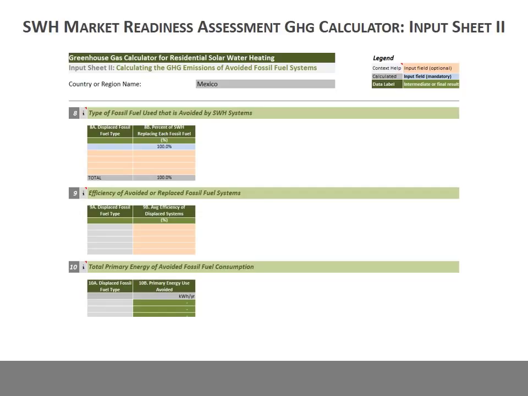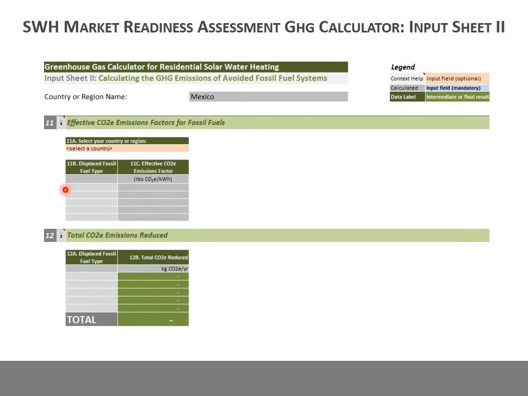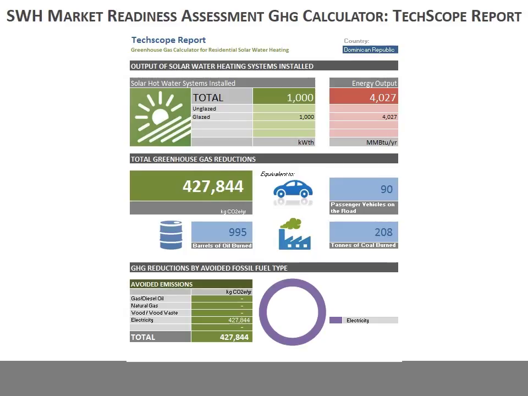The inputs include type of fossil fuel used that is avoided by solar water heating systems, efficiency of avoided or replaced fossil fuel systems, total primary energy of avoided fossil fuel systems, and effective CO2 equivalent emissions factors for fossil fuels. The results of this analysis can be viewed in a simple summary sheet that provides the greenhouse gas emissions reductions as a result of the solar water heating installations in table and graphic form as displayed in this slide.